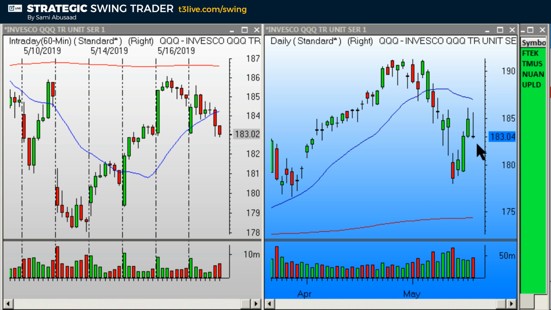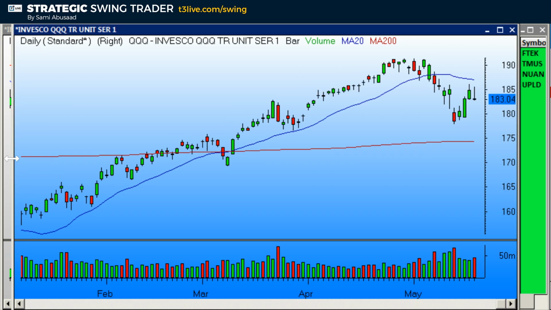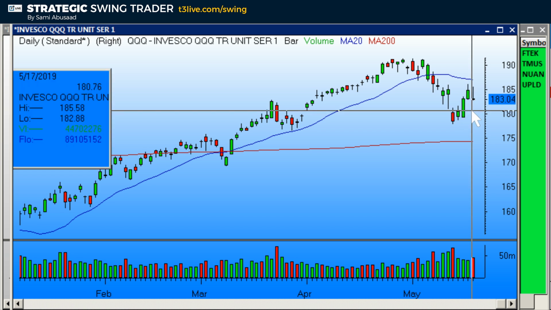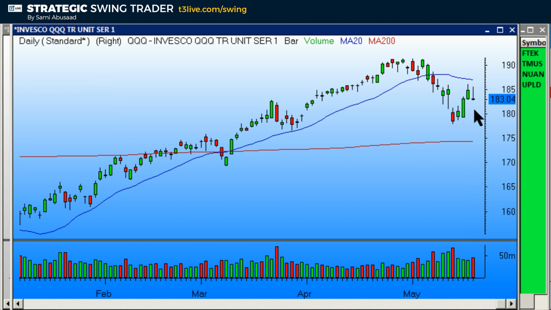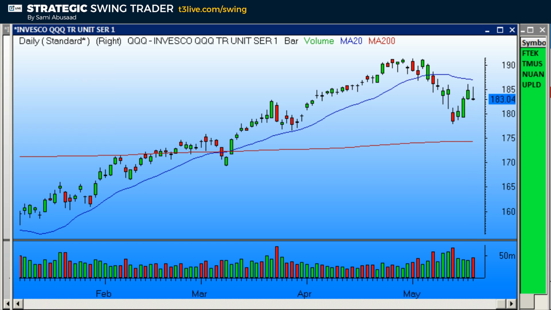So the market, showing you the daily chart of the QQQ, which is the tracking ETF for the NASDAQ 100. As you can see, the market has a sell setup pattern. We have three green bars into the declining 20, and we had a narrow body bar yesterday, Friday. So it's a very simple, clean, clear pattern.